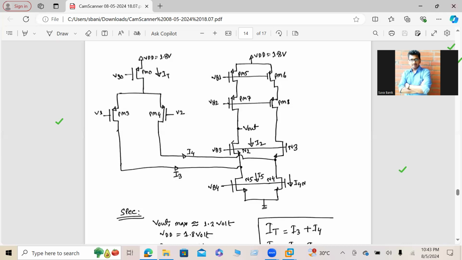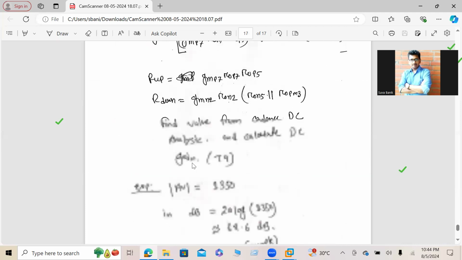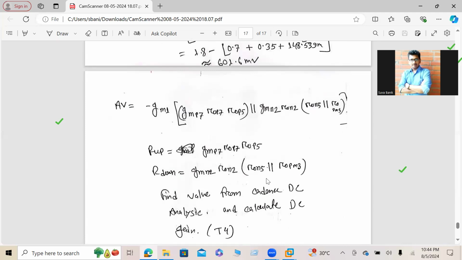Then we can see there is a parallel. In the small signal model, as PM0 provides a constant current, we can consider this node an AC ground. So the source of PM3 is connected to ground, and the source of N5 is also connected to ground. It means the resistance of PM3 and the resistance of N5 come in parallel. So our down is gm of N2, ro of N2, then parallel ro N5 and ro PM3. Is it clear? I already wrote it here. That is our up and that is the down.